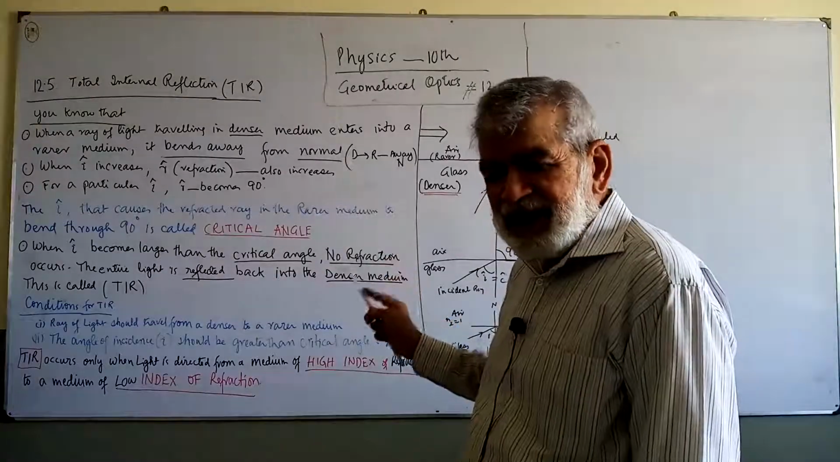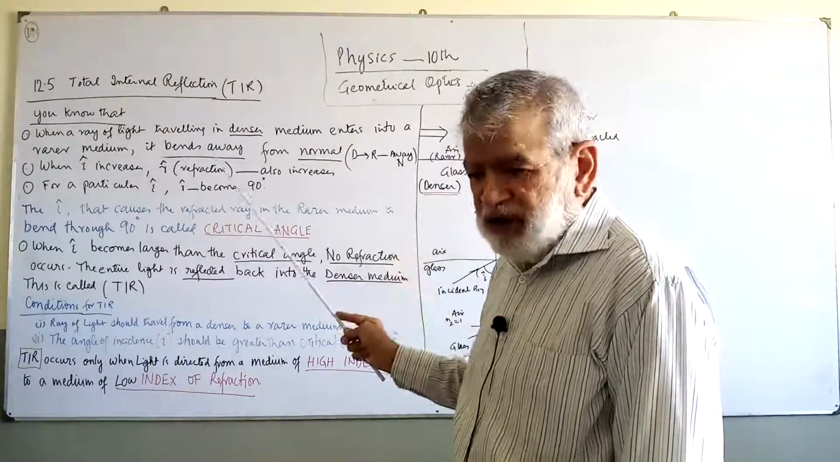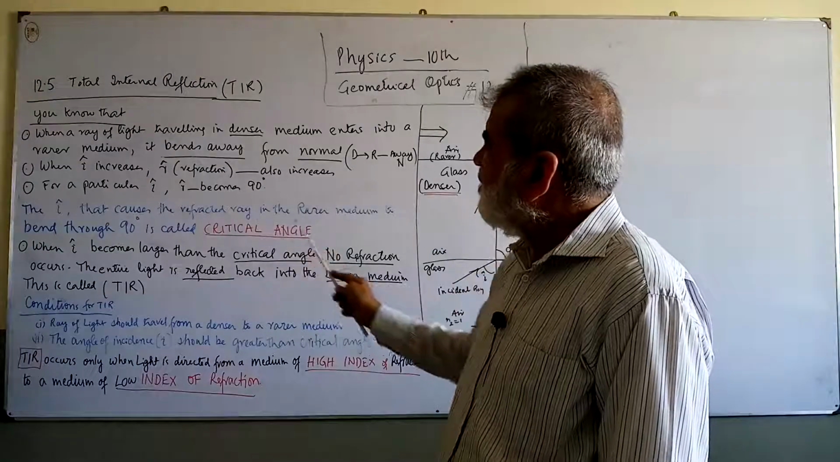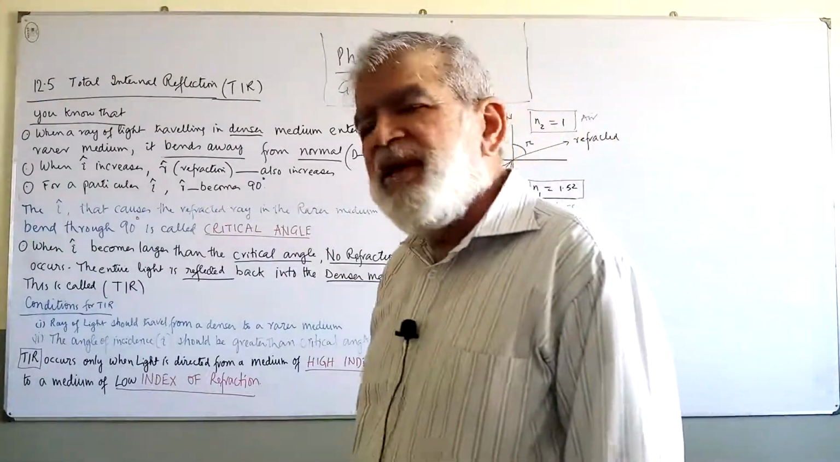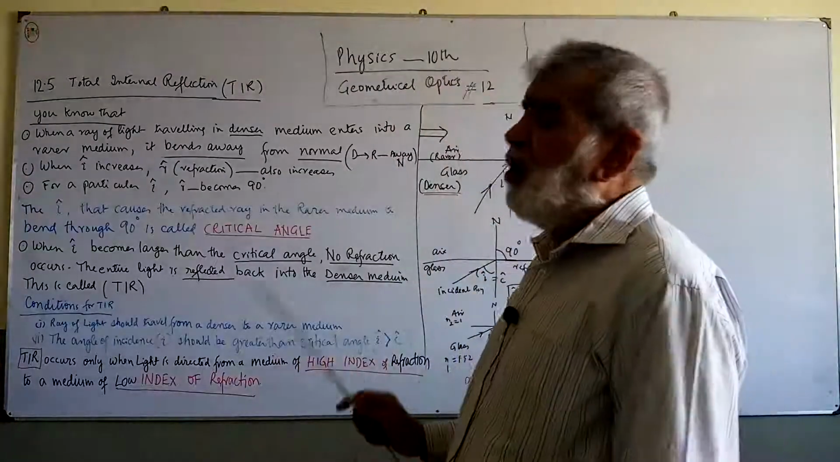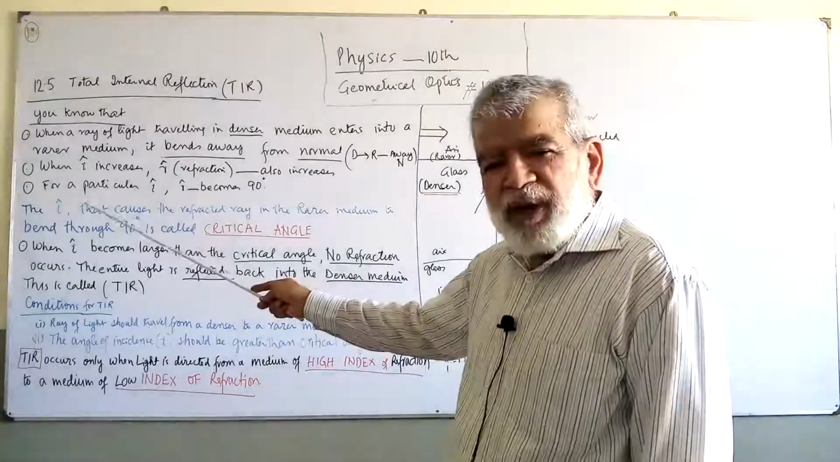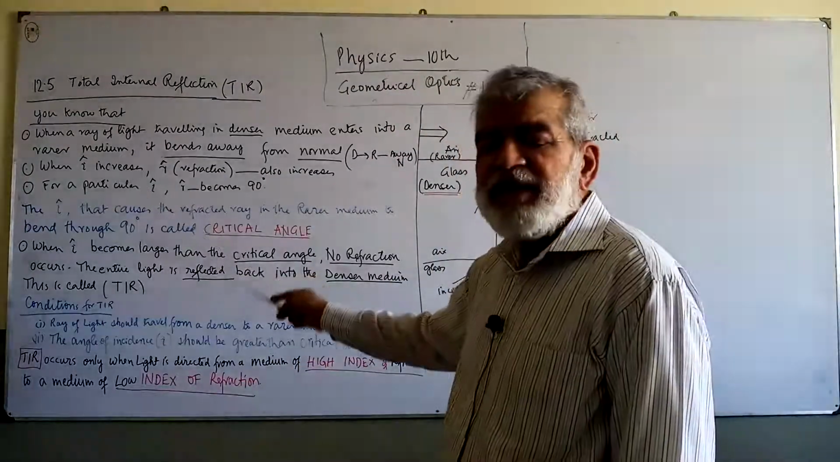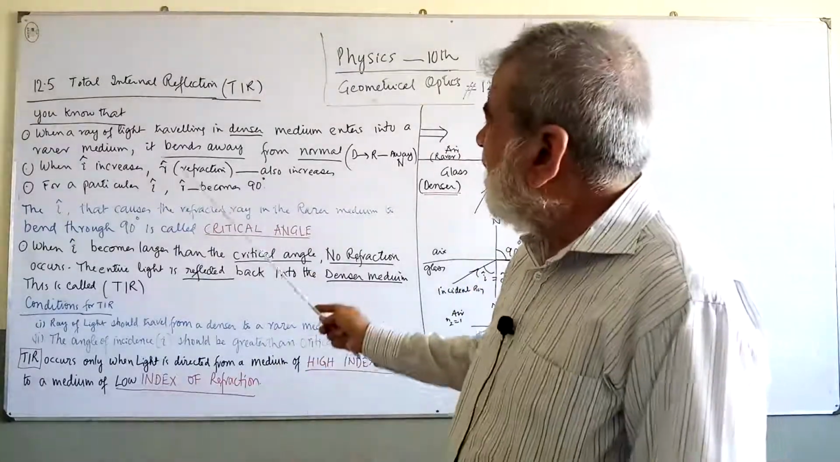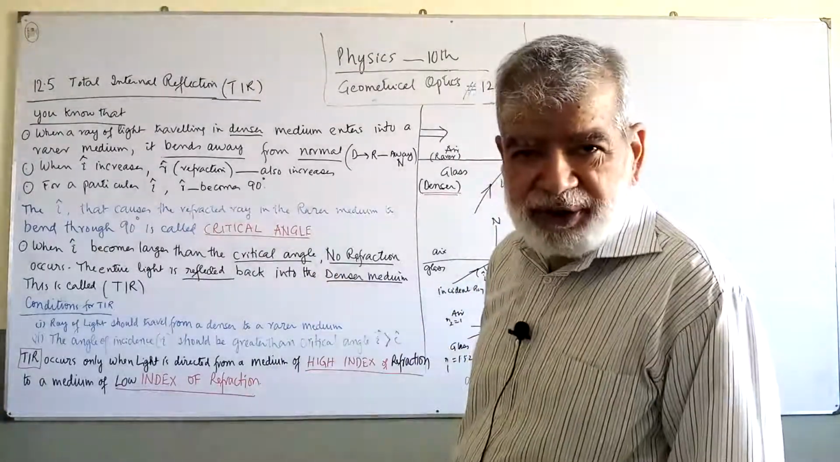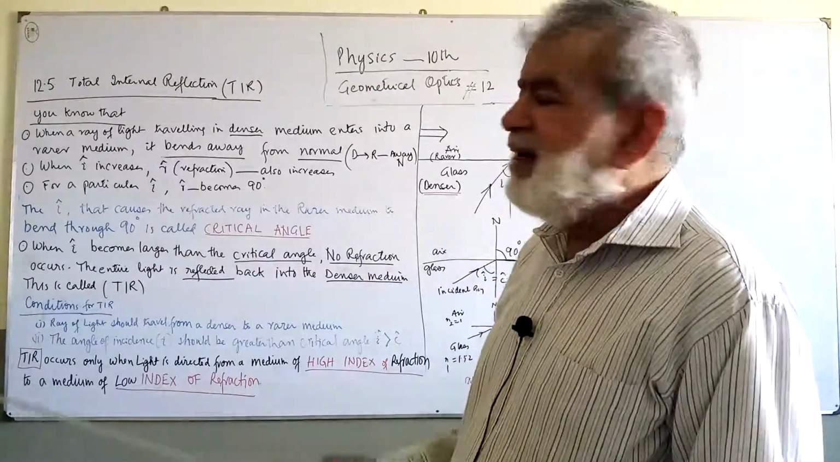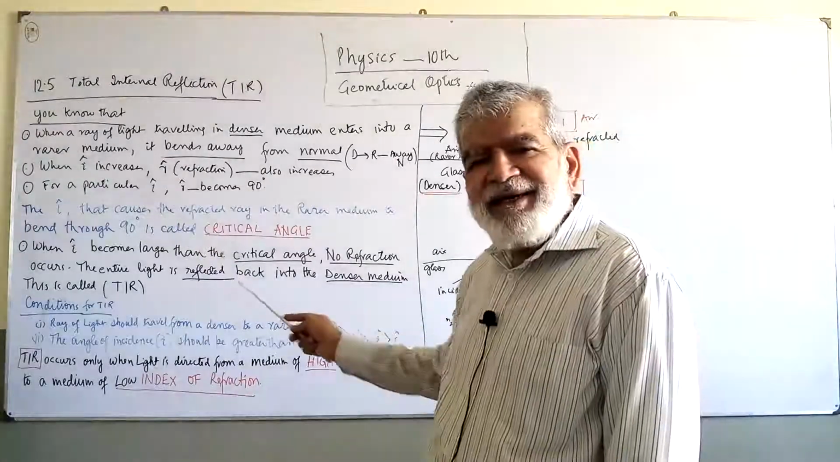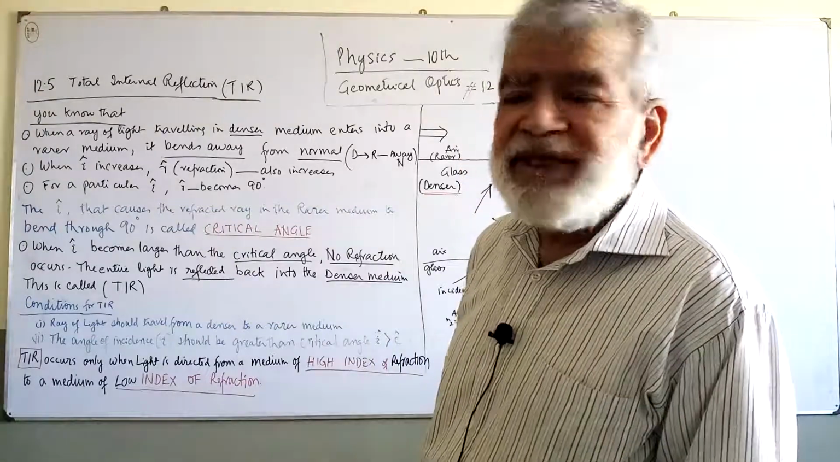This is a kind of law that whenever a ray of light traveling in a denser medium enters into a rarer medium, it bends away from the normal, always. And when the angle of incidence increases, correspondingly the angle of refraction also increases. You have to note this thing also: for a particular angle of incidence, the angle of refraction becomes 90 degrees.